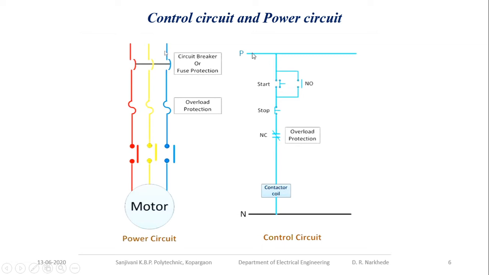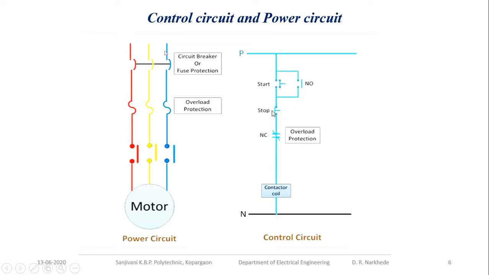So what happens? When the start button is pressed, at that time the current will flow from P to start, start to stop, stop to NC, NC to contactor coil, and contactor coil to neutral. So the path of the current will complete. When you release this, as the contactor coil gets energized, this is the auxiliary contact of the contactor coil. So once the contactor is energized and after releasing the start push button, the current will flow from P to NO contact to start push button, start to NC, NC to contactor coil, and this one. This supply path remains continuous as long as the stop push button is not pressed.